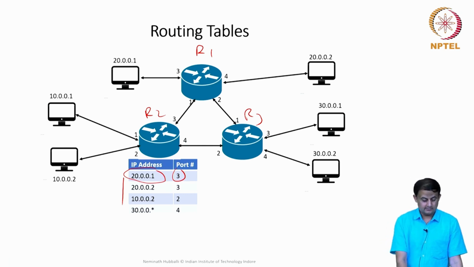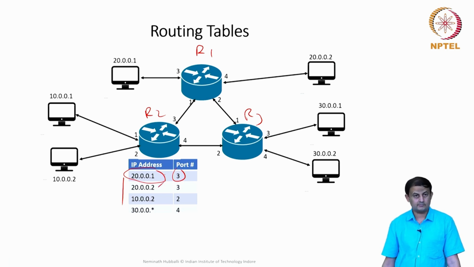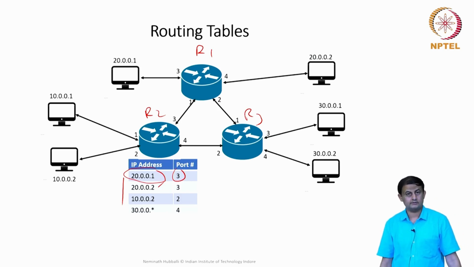And similarly, if you receive a packet with the destination IP address 20.0.0.2, you need to send it to port number 3 and so forth. So such routing tables are there with every router. It's there with R1, it's there with R3 and so forth.